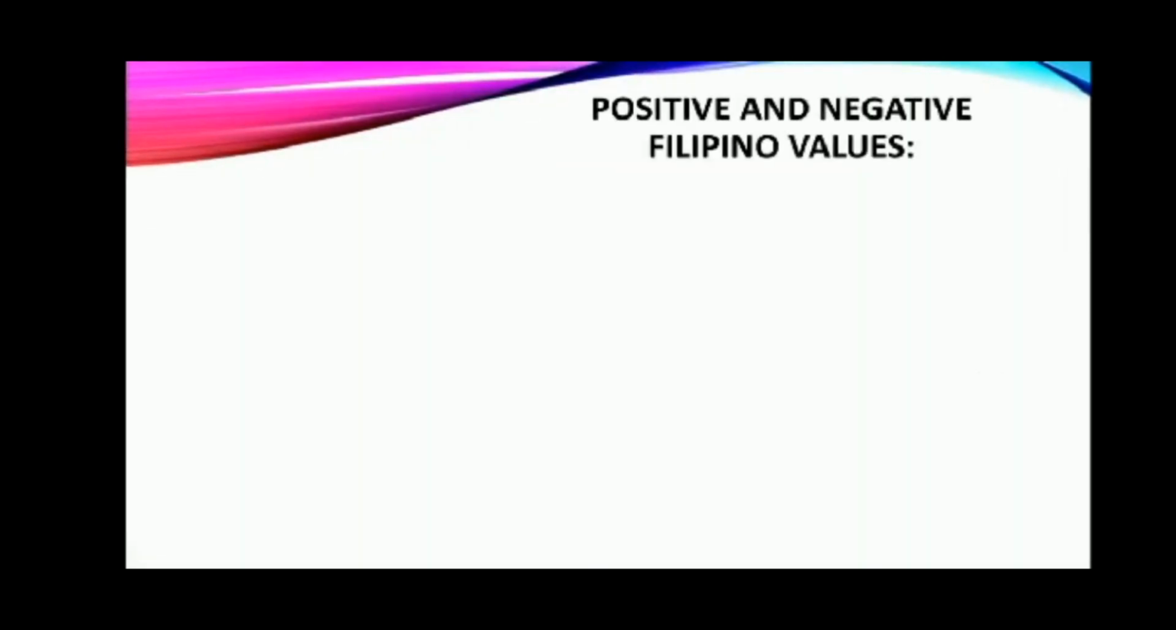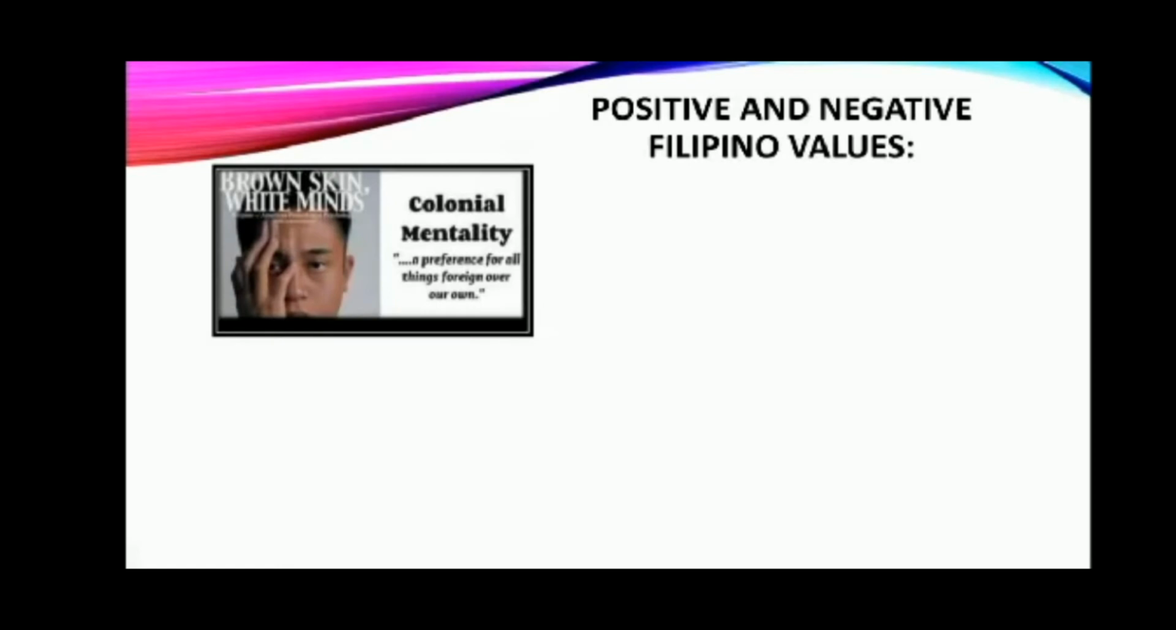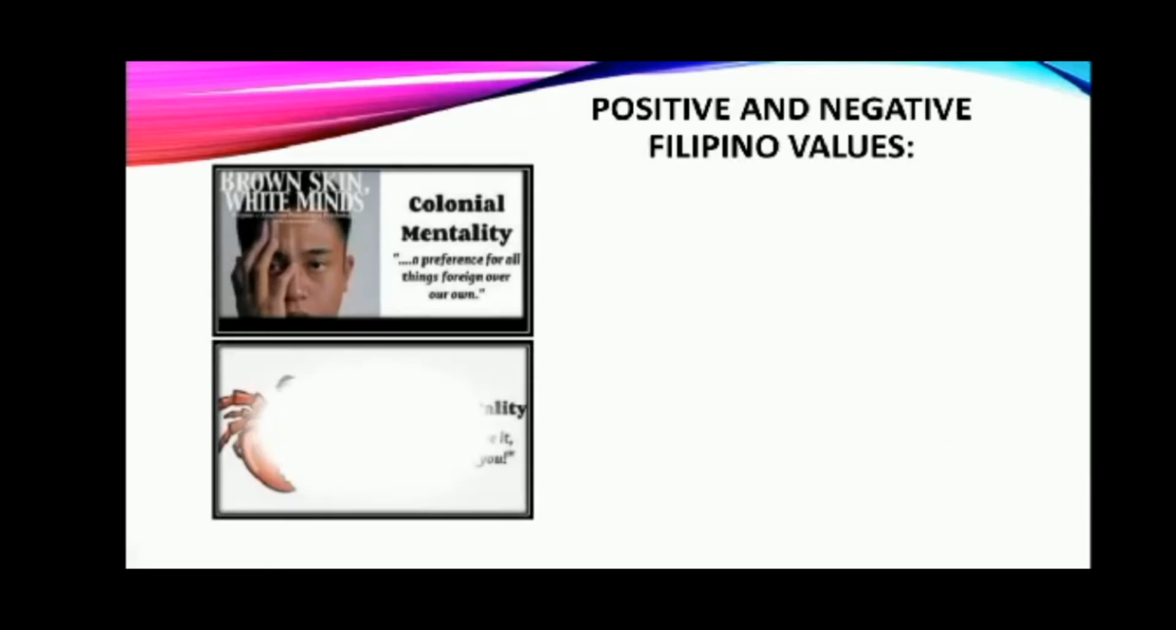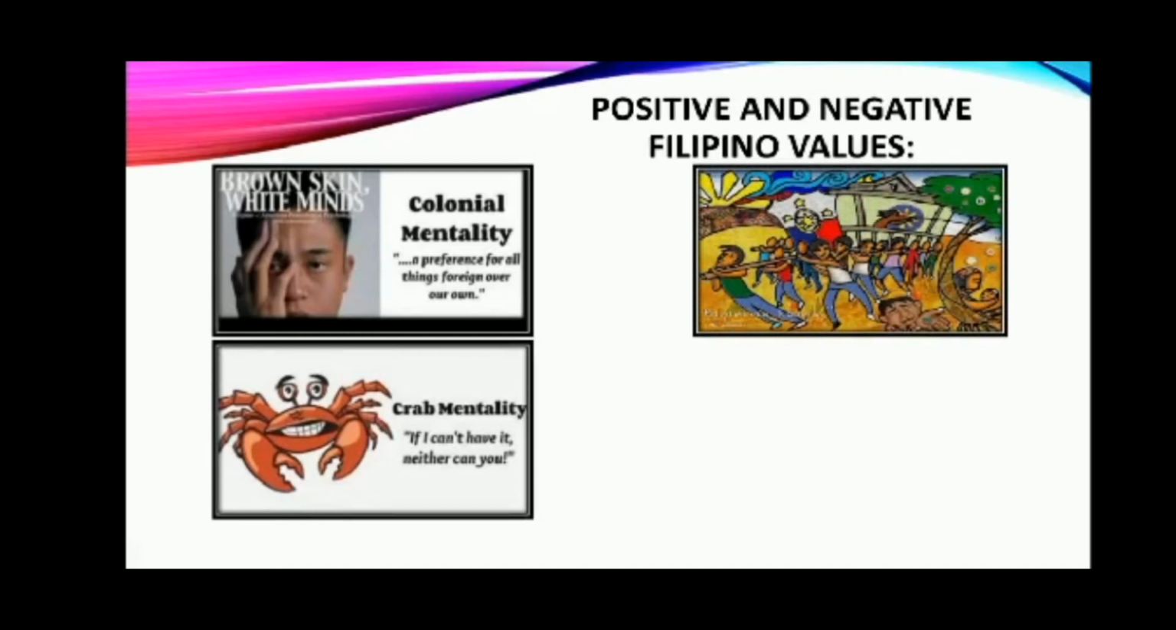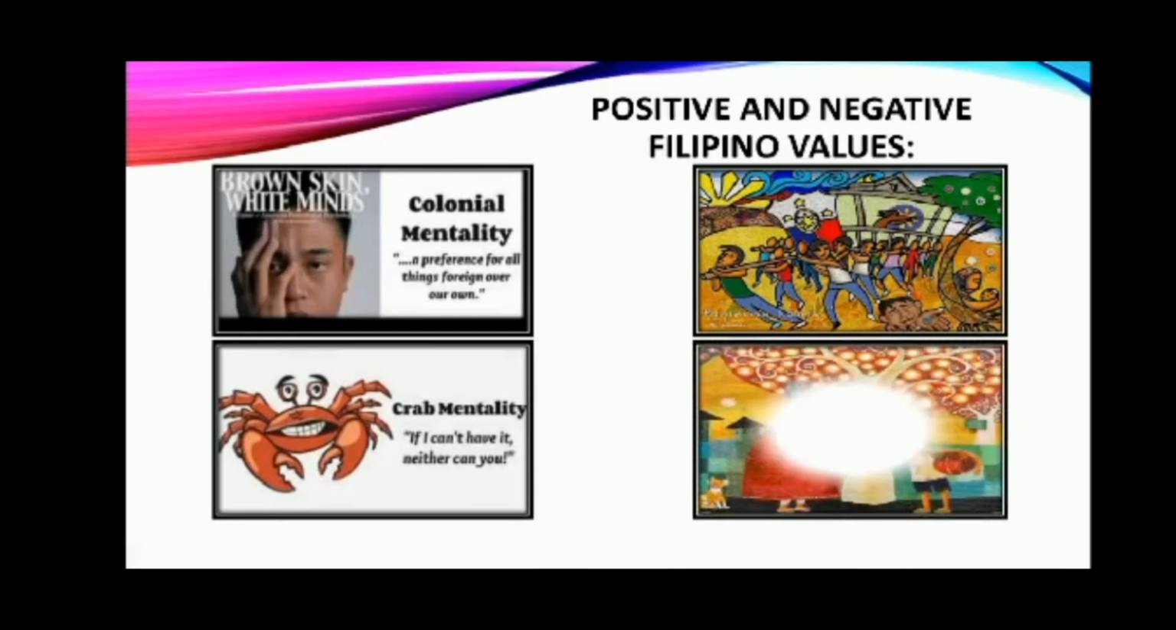I have here an example of positive and negative Filipino values. Colonial mentality. It means that you have a high admiration for foreign products over local ones. Crab mentality is your attempt to pull down someone who achieves success beyond others because of your jealousy or insecurity. Bayanihan. It means the civic unity among Filipinos. And respect for elders. We Filipinos practice mano po whenever we encounter, especially our grandmother and grandfather.